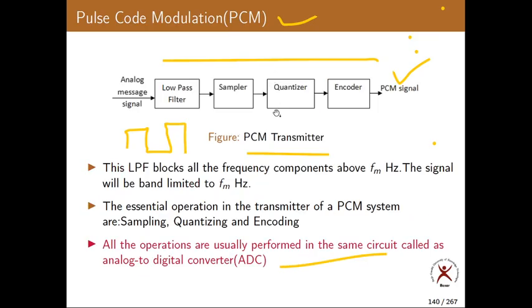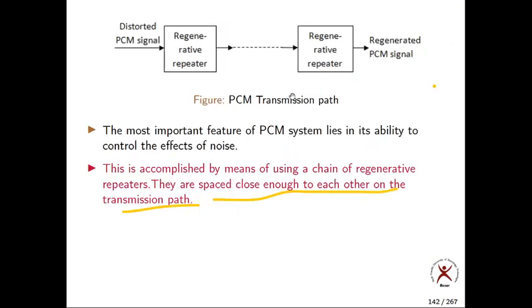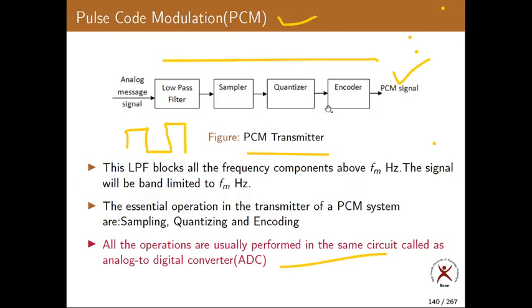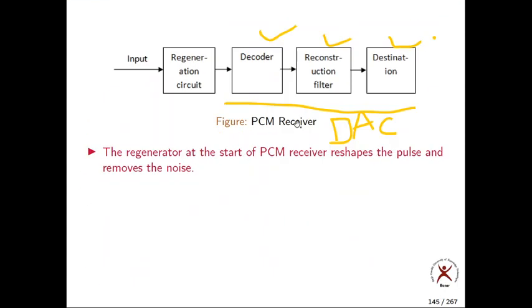So there is a quantizer. I told you already, it is an irreversible process. There is no reverse of quantization. That's why nothing is there on this side. There is an encoder, so obviously there should be a decoder. As simple as that. So decoder, reconstruction filter, and then simply the destination. That is what is there in the receiver part.